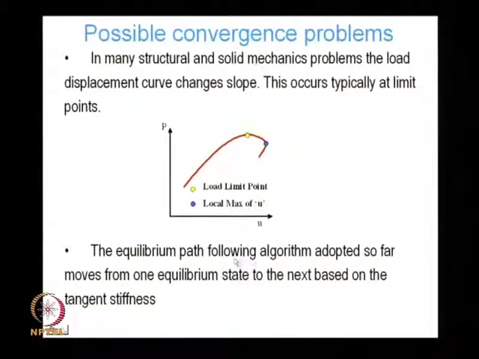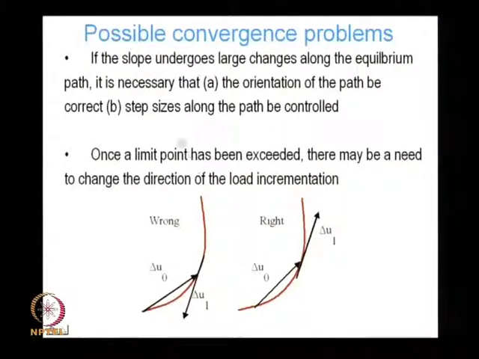The equilibrium path following algorithm adopted so far moves from one equilibrium state to the next based on the tangent stiffness. If the slope undergoes large changes along the equilibrium path, it is necessary that the orientation of the path be correct and the step size along the path be controlled.